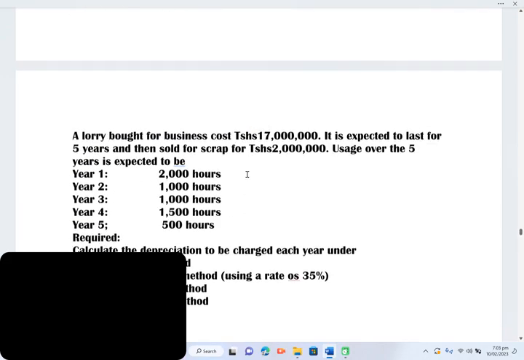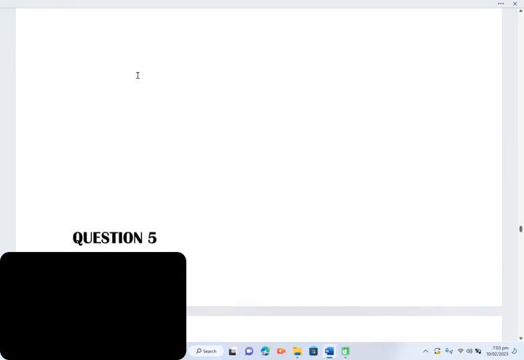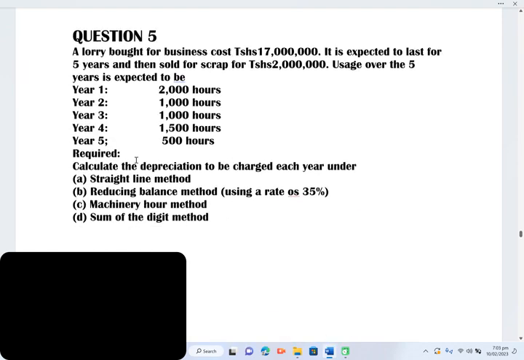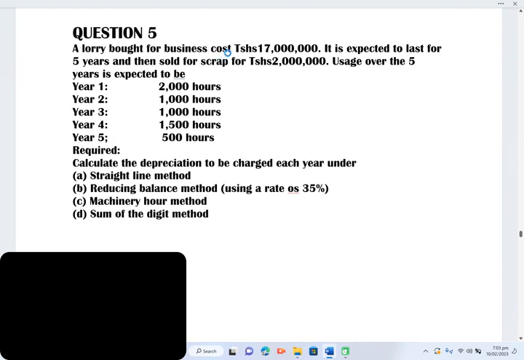Haya, kwa mfano hapa nasemaje hapo? Anasemaje? A lorry was bought for business at cost ya ngapi? Ni ngapi hiyo? 17. It was expected to last for how many years? 5 years. Then sold for 2 million. Usage over 5 years is expected as follows. Sasa hapa kuna njia, kuna straight methods, reducing methods, alafu machine hours. Unaona? Alafu sum of digit methods.